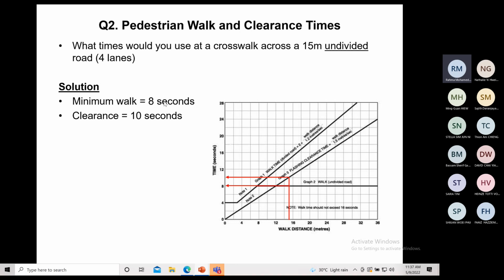Then again, we have to add the clearance time. For a 15-meter walk distance, the flashing clearance time, if you just read from the graph, should be around 10 seconds. But you can also use this formula: you divide your walk distance, 15 meters, by 1.5. Again, you will get 10 seconds. So when you add these two, you will get the time for a pedestrian to cross a 15-meter undivided road.